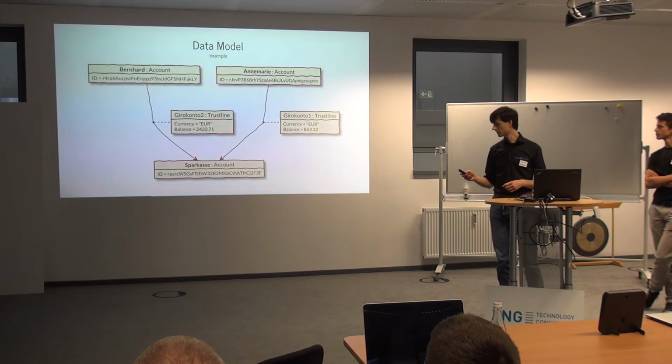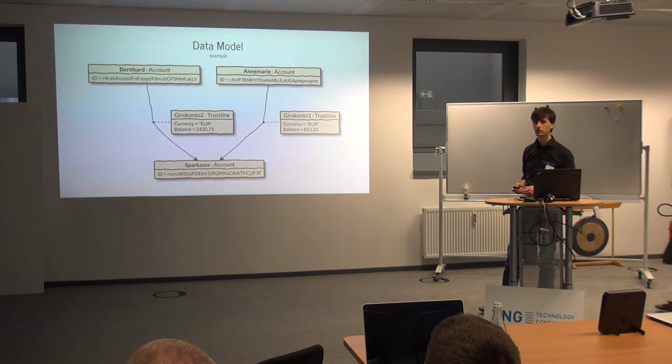So imagine we have a bank on the Ripple network, which is represented by an account, and then the bank has two customers, here Annemarie and Bernhard, and they are also represented by a Ripple account. And let's imagine they basically have a checking account with this bank with a certain balance, and this checking account would be represented by a trust line.